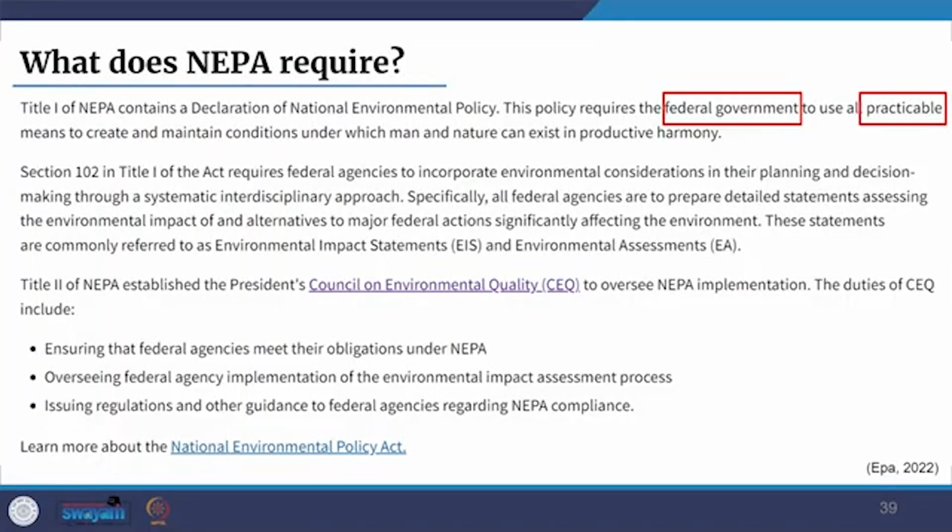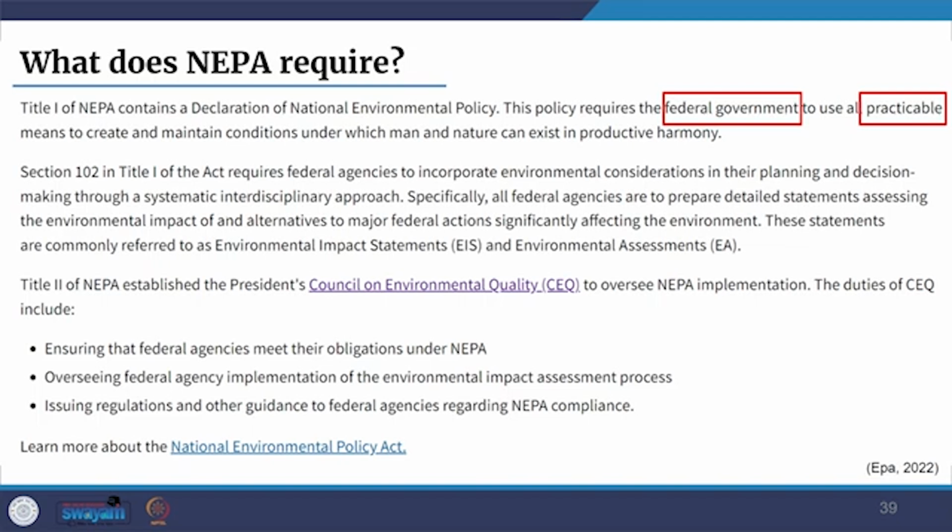So looking at what NEPA requires, what you really need to do. There are two titles in this. Title 1 of NEPA contains the Declaration of National Environmental Policy. This policy requires the federal government to use all practicable means, so all that is practicable which one can implement, to create and maintain conditions under which man and nature can exist in productive harmony. So you may note that it makes the federal government, the central government, responsible to create and maintain conditions under which man and nature can exist in productive harmony.